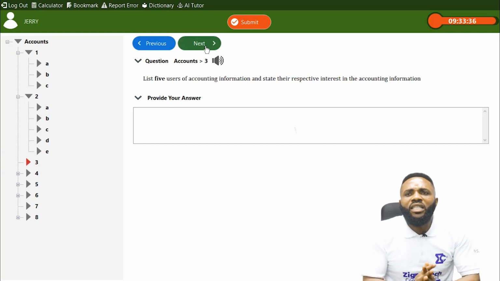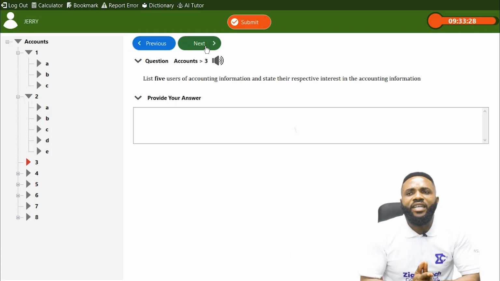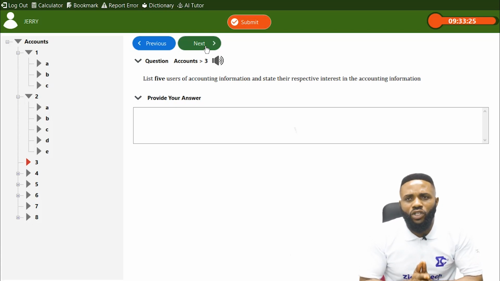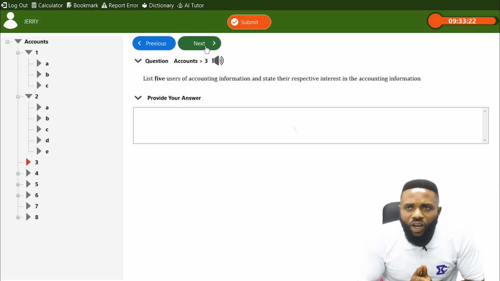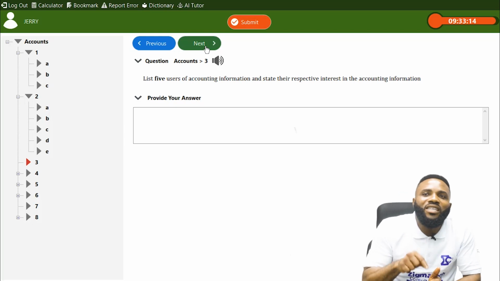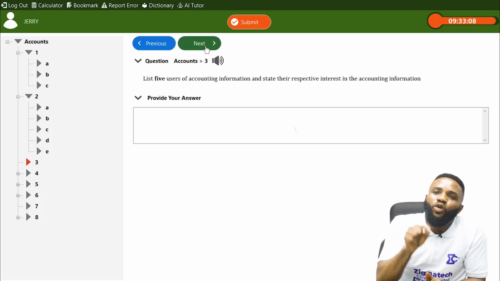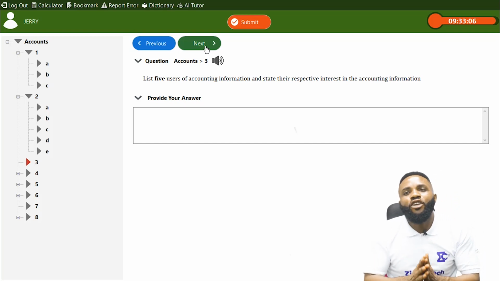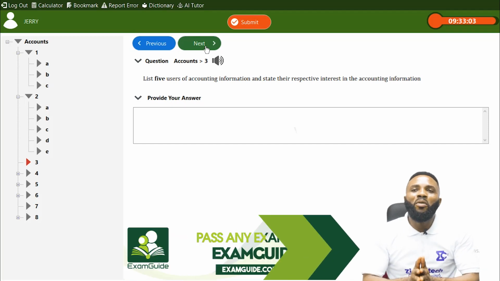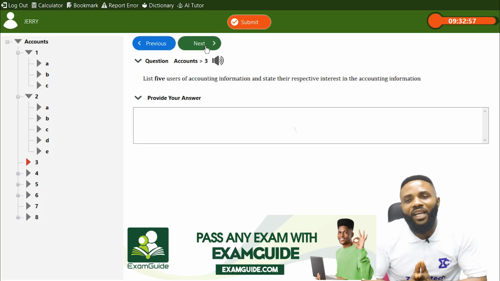All right, let's look at question 3. It says list 5 users of accounting information and state their respective interest in the accounting information. First of all, who is a user of accounting information? What do we mean by the word user of accounting information? A user of accounting information is somebody that is interested in the information generated by the financial statement.